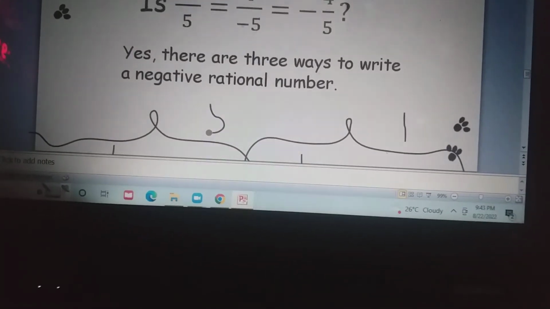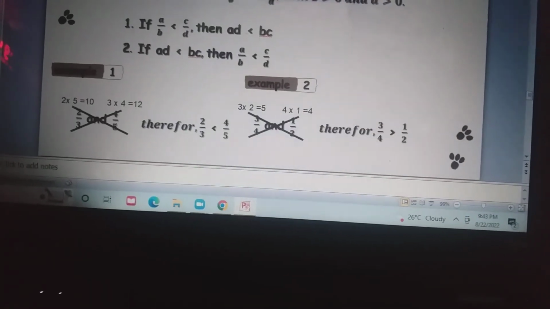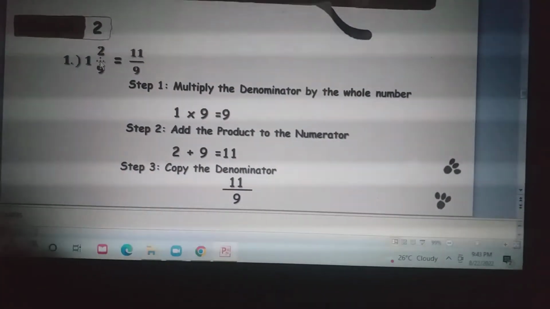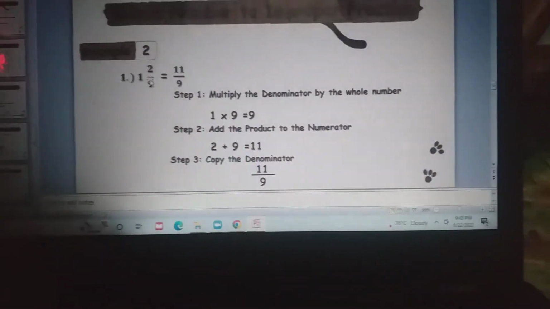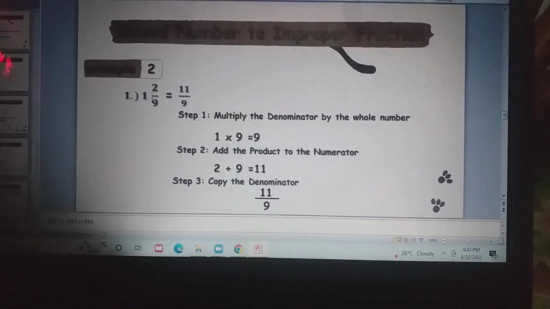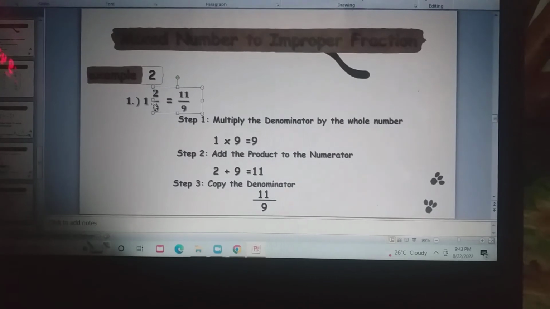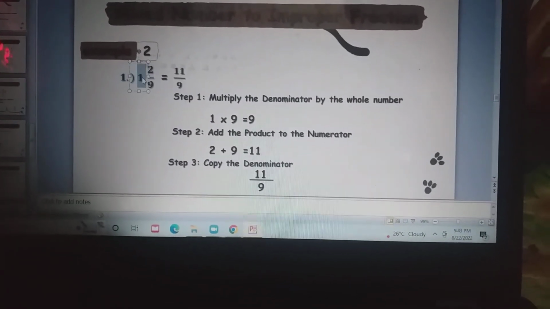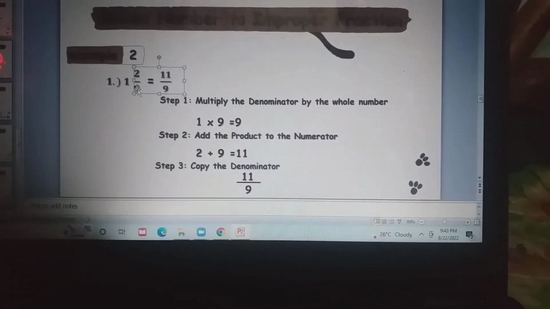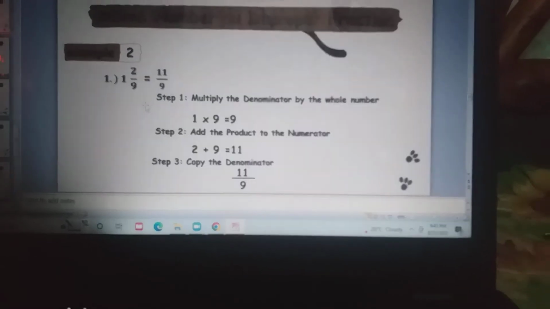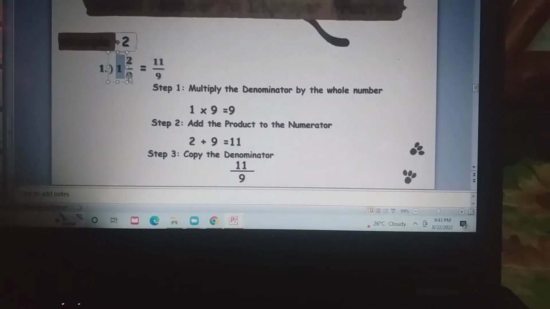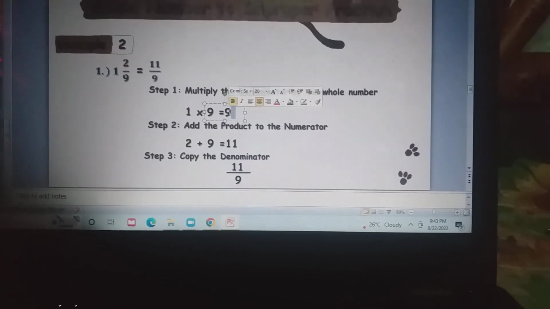Okay, wala na ibang examples. Ayan. So, we have here another 1 and 2 over 9. Okay. In 1 and 2 over 9, again, multiply the denominator. So, ang denominator po dito ay 9. So, 9 times the whole number na 1. So, 9 times 1 is equal to 9.